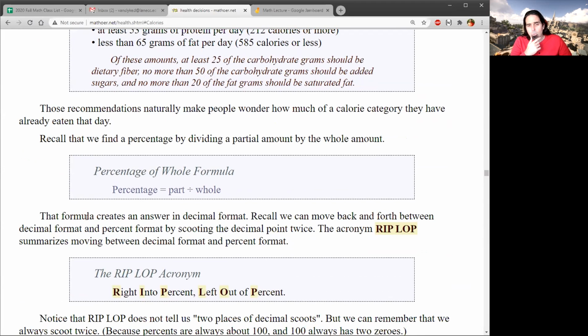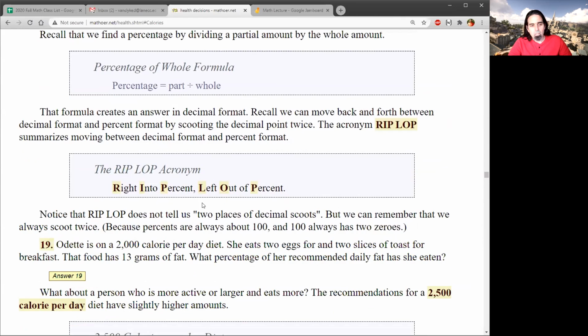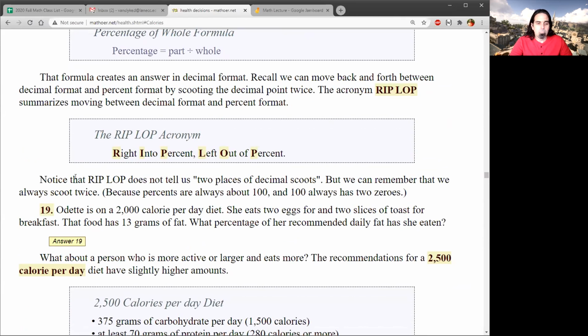We had a formula from Math 20 that if you want to know the percent of a whole, you would do the part divided by the whole. That gives you a decimal, and then you scoot the decimal point to make it into a percent. So we'll use both of those and do a problem that's finally a bit more interesting.